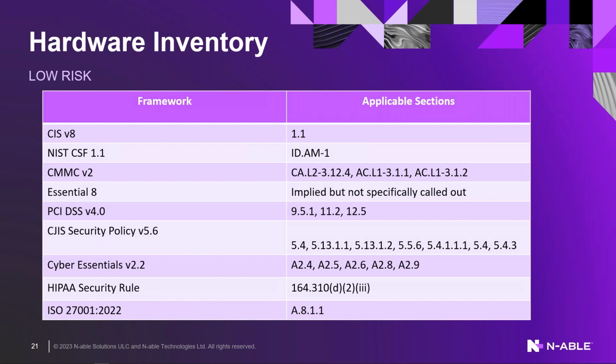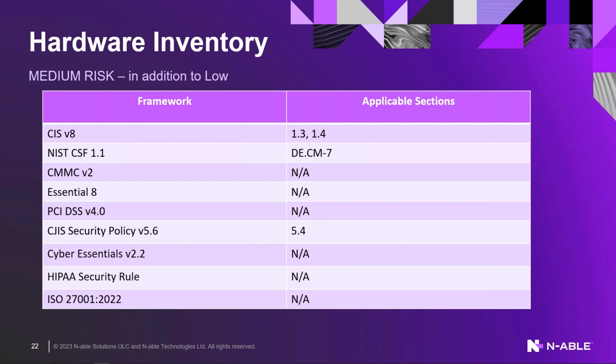Here are the low risk controls that are asked for. And again, I tried to group these together to show what are the common asks from these different frameworks. So all of these different frameworks have multiple different controls that are referencing hardware and asset inventory. And whenever we move up to medium risk, you see that there's only a few that ask for additional controls in a medium risk environment. So you're still going to have all your low risk controls they want, but then there's more additional controls they want you to put in place once it's a medium risk environment.